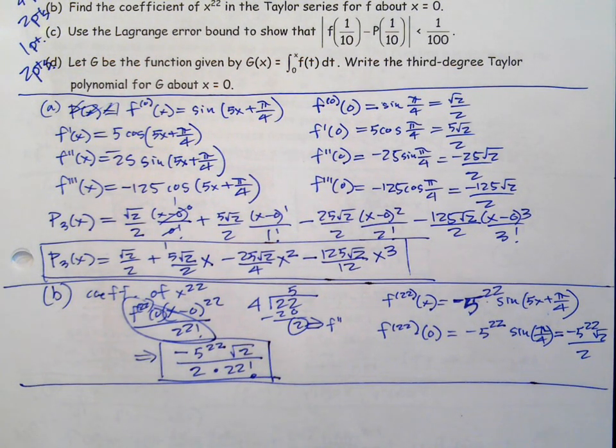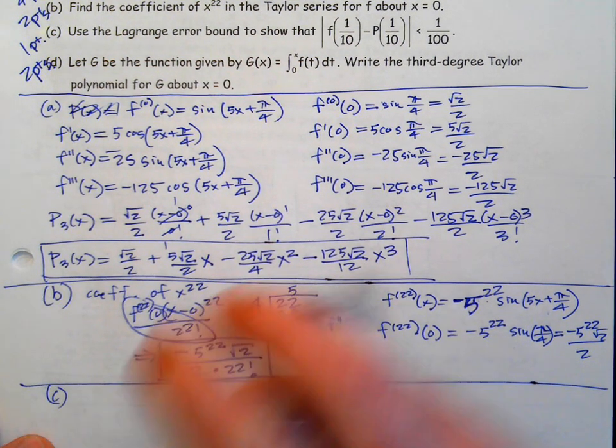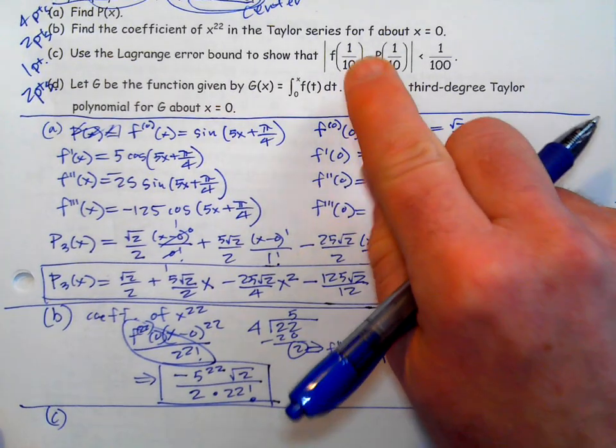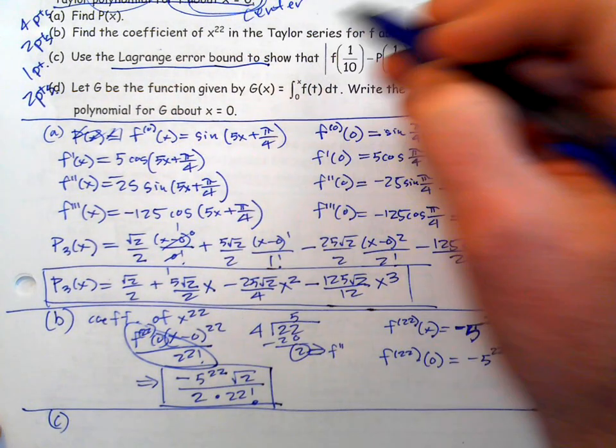Okay, that was 2 points. You guys could totally do that. C, use the Lagrange error bound. Oh, you guys' favorite. Now, I want you guys to get used to seeing this, because a lot of times they don't even say Lagrange error bound, or they don't even say anything about error. They give you something like this.